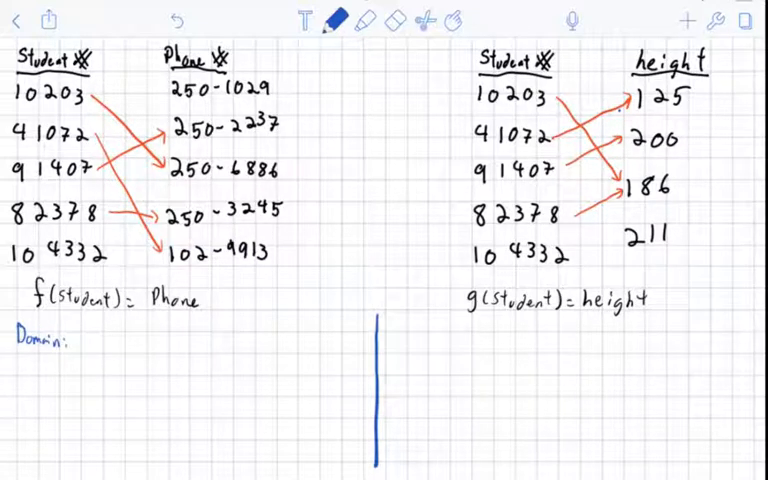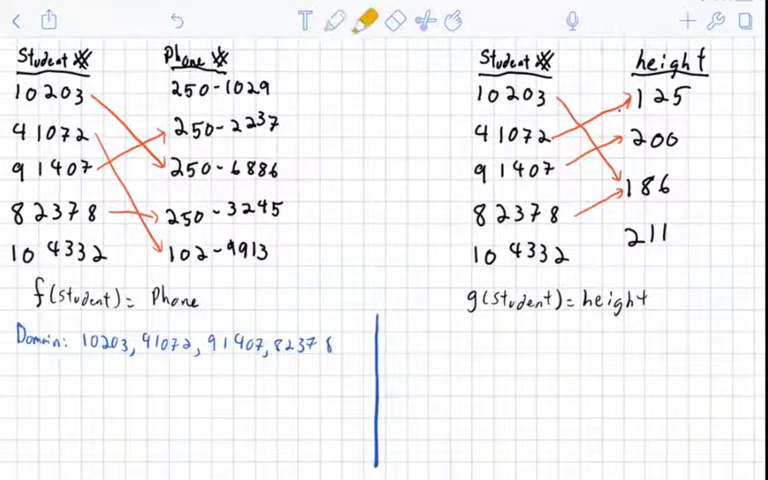What's the domain of f? It's all of the inputs to the function. So 10203, 41072, 91407, 82378. Okay, so why didn't I include this one on the list? It's because it has no arrow attached to it. The function doesn't tell me the output for their input. Maybe that person doesn't have a cell phone. Maybe they weren't in class that day. My function doesn't know about that person. So if I enter that in, my function will say, I don't know who that person is.